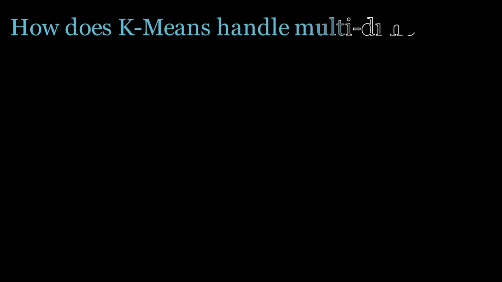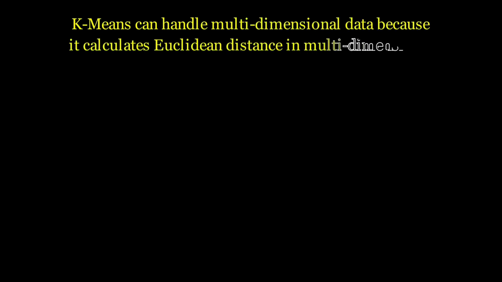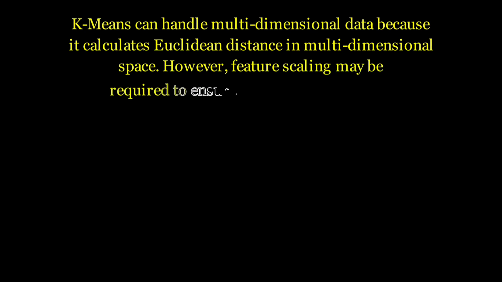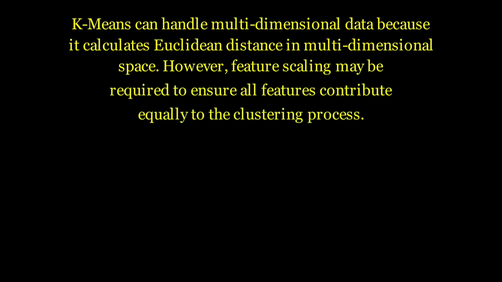How does K-means handle multi-dimensional data? K-means can handle multi-dimensional data because it calculates Euclidean distance in multi-dimensional space. However, feature scaling may be required to ensure all features contribute equally to the clustering process.